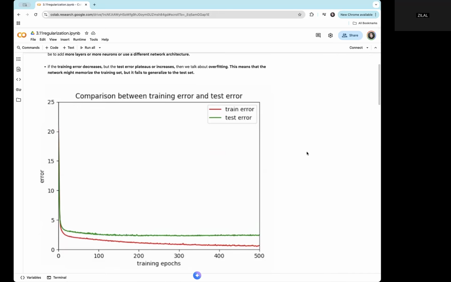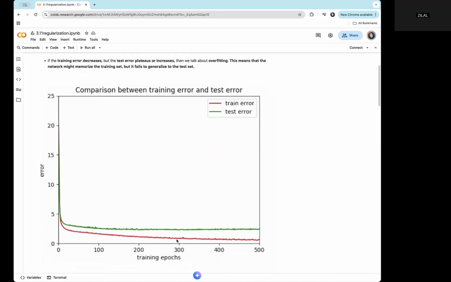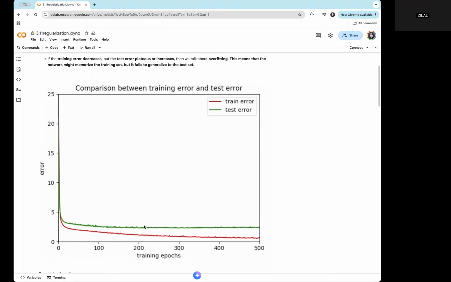If the training error decreases, but the test error, which is the green line, plateaus or increases, then we talk about overfitting. This means that the network might memorize the training set, but it fails to generalize to the test set. Take an example, a student that trained on the same examples in the class, then he or she got high marks. Then when he or she tries different, unseen questions, his or her mark falls down.